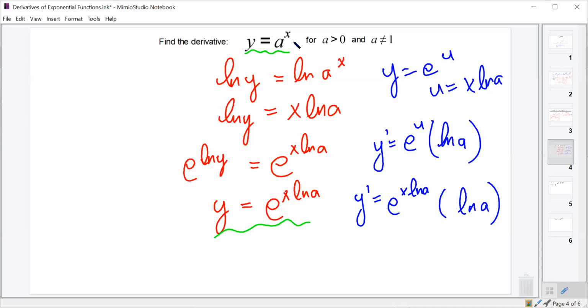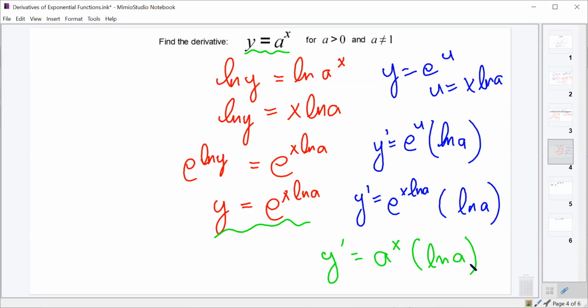And so what else does y equal? It equals a to the x. And so could I rewrite e to the x ln a as just a to the x? And have y prime equals a to the x times natural log of a. So the derivative of some other exponential, any value, 2 to the x or 3 to the x, is just a to the x natural log of a.